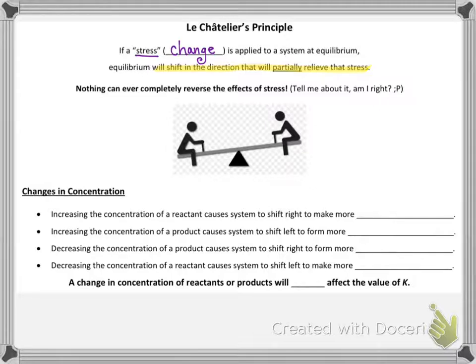Let's consider a generic equilibrium system where reactants are turning into products and products are turning into reactants. But because we're at dynamic equilibrium, it's happening at exactly the same rate. Now, let's mess with the system. Let's go ahead and increase the concentration of a reactant. Once you do that, you're not at equilibrium anymore. So to reestablish equilibrium, the system has to use up some of those added reactants, which means it's going to shift to the right and make more products.